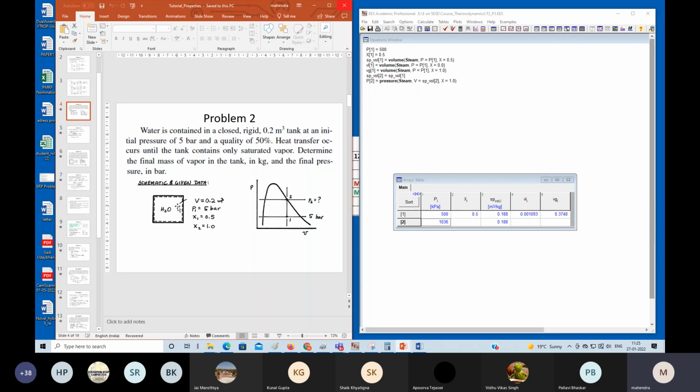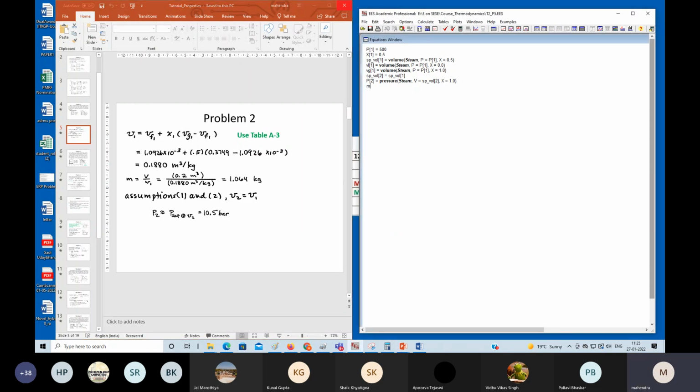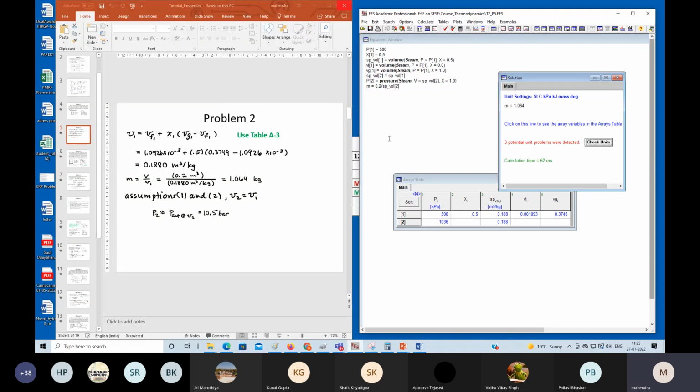Yet here at state 2, it is completely saturated vapor, which completely fills the vessel. So then simply, this is volume divided by the specific volume, whatever we have calculated just now. That is simply a formula, otherwise nothing. M equals the volume, 0.2 as given in the problem, divided by specific volume 2. Now run it again.